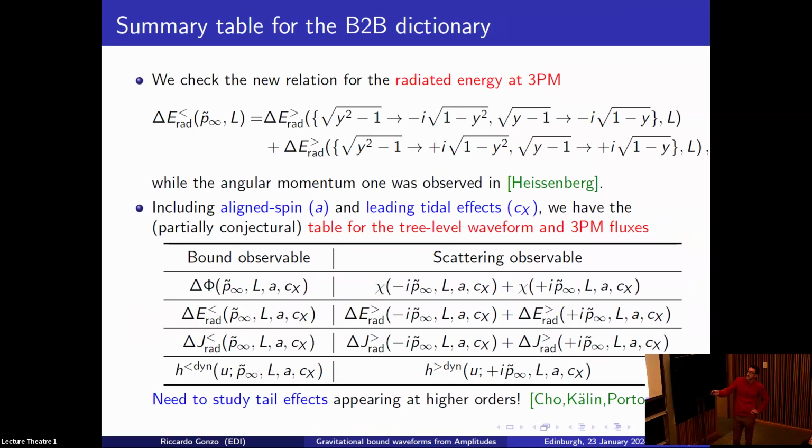And here is a table of the analytic continuations for scattering and bound. We claim this is the tree-level waveform analytically continued to the bound one at 1PN, and this is 3PM. Some of these have been verified elsewhere. We verified this at 3PM. But some of these have not been verified with tidal effects, so some pieces are still conjectural. We need to study tail effects.